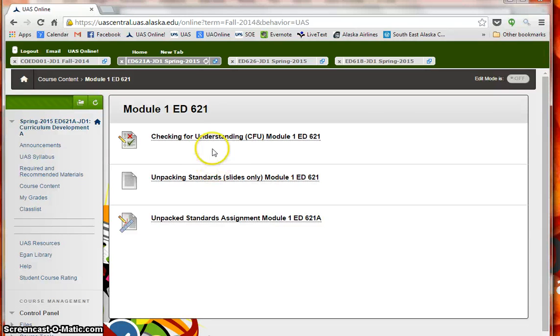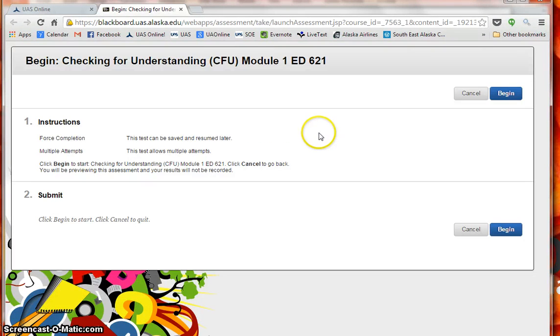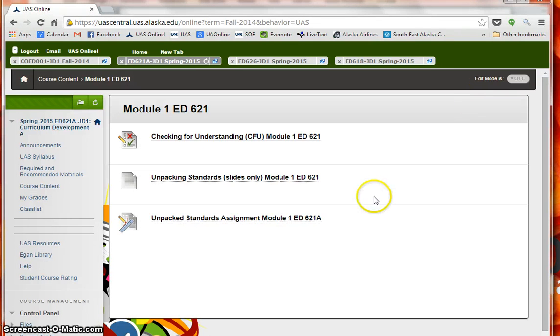And then please also take time to do the checking for understanding. Okay, you just click the begin and it'll give you the question. And that's a good review for this module. After I have told you that your unpacked standards are good and ready to go, then you may move on to Module 2 after your first assignment is approved by me.